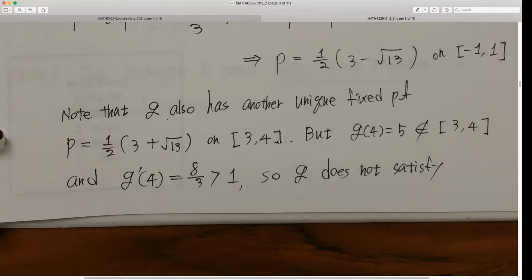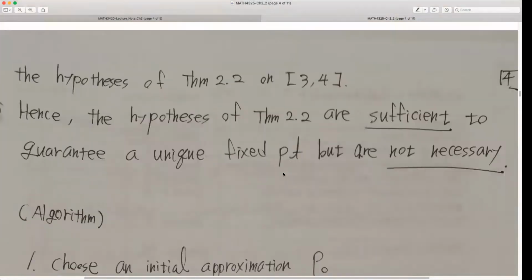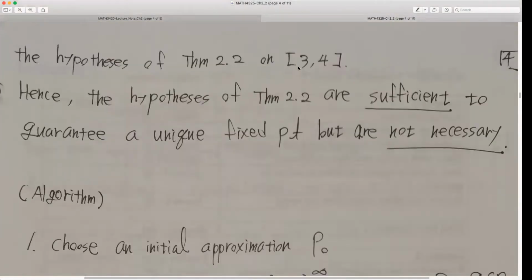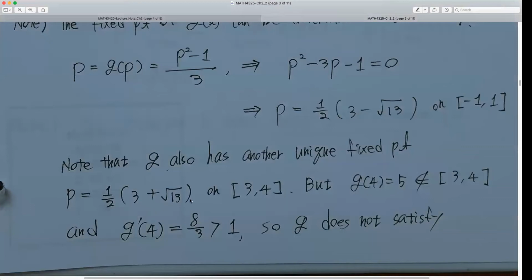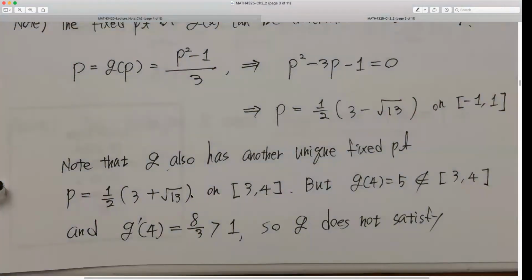Okay, and then also g prime of 4 is 8 over something, which is greater than 1. So g does not satisfy the hypothesis of theorem 2.2 on the closed interval [3, 4]. So what does it mean? But we see that there exists a fixed point p, half times 3 plus square root of 13. Definitely that number is a fixed point. It means that g of p equals p.